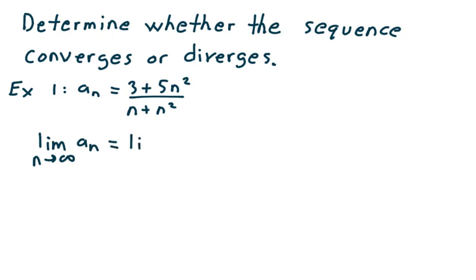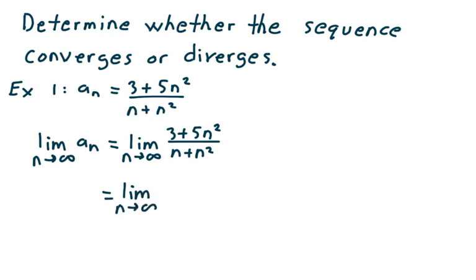But this is the limit as n goes to infinity of 3 plus 5n squared divided by n plus n squared. The highest degree in the numerator is 2. The highest degree in the denominator is also 2. And so what we're going to do from here is factor out an n squared from the numerator and also from the denominator.